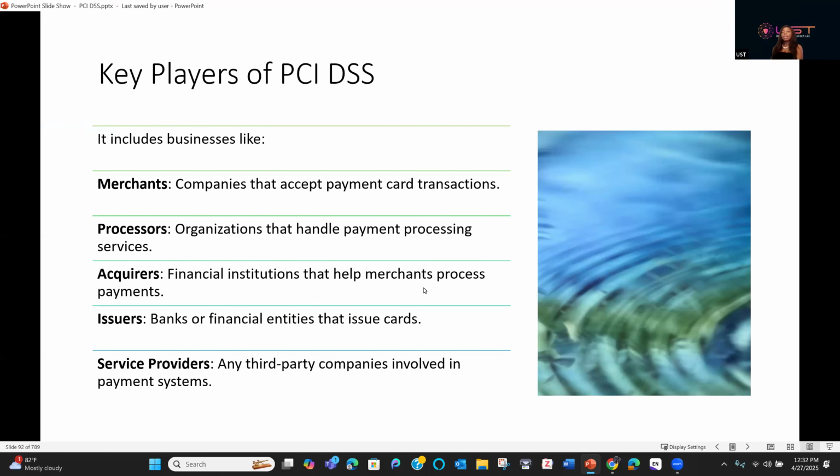So before going through that, we'll talk about the key players of PCI DSS. And it's very interesting, so just bear with me. For the key players, of course, the first key player is the merchant: companies that accept payment card transactions. Processors: organizations that handle payment processing services. Acquirers: financial institutions that help merchants process payment. Issuers: banks or financial entities that issue cards. Service providers: third-party companies involved in the payment system.